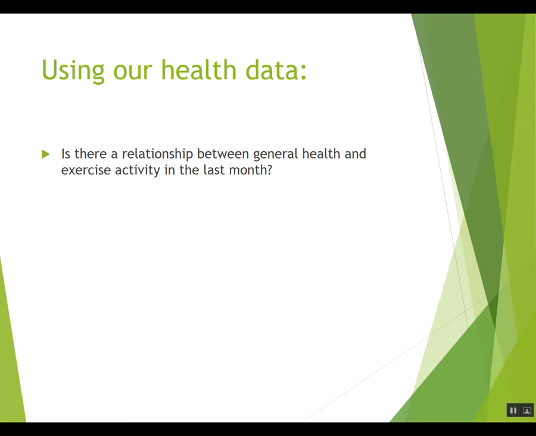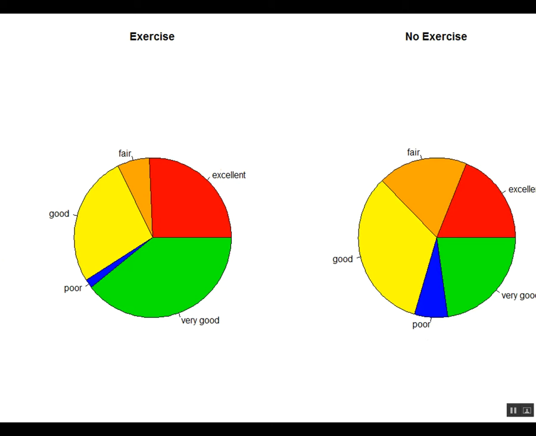And we'll see examples. In fact, we'll see an example now. We're going to answer this question. Is there a relationship between someone's general level of health and whether they exercised, say, in the last month, because that's what our survey data is about. So let's see what this looks like. If you make a pie chart of all the people in our health data who have exercised in the last month and all the ones who haven't exercised in the last month, the pie chart for those who have exercised looks like this, the one on the left, and not exercised, the one on the right.